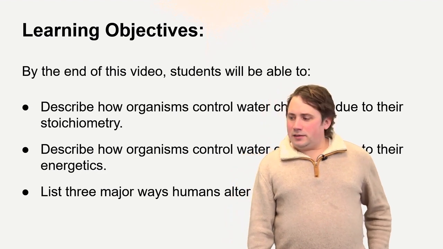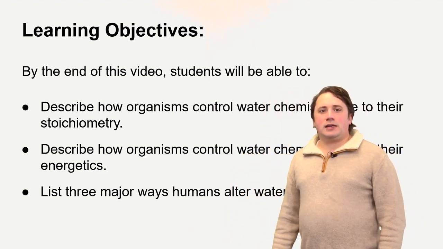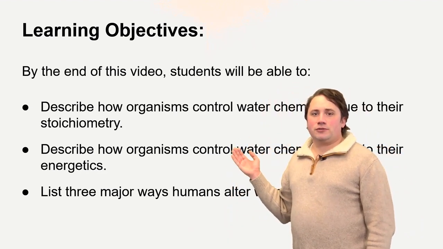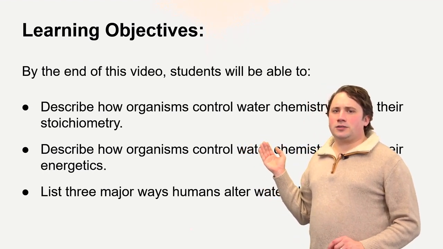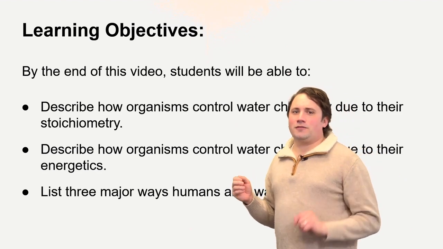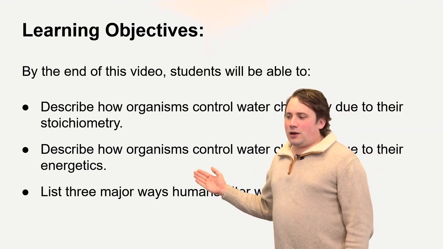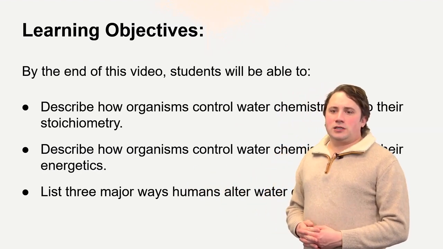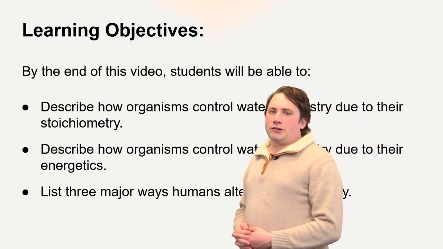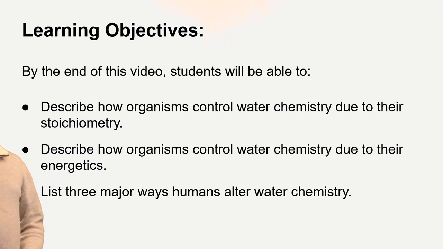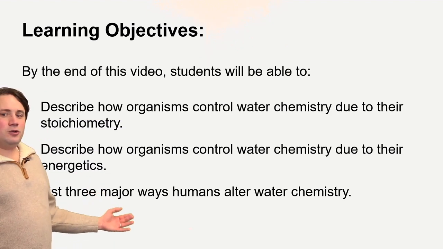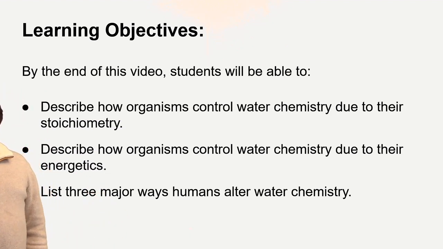By the end of this lesson, I want you to be able to understand how organisms control water chemistry via their stoichiometry. You might not be familiar with discussing the stoichiometry of organisms, but I'm going to get you familiar with that. Secondly, I want you to describe how organisms control water chemistry through their energetics, and I'll also explain what that means. And then finally, I want you to list 3 major ways that humans alter water chemistry. So let's get to it.